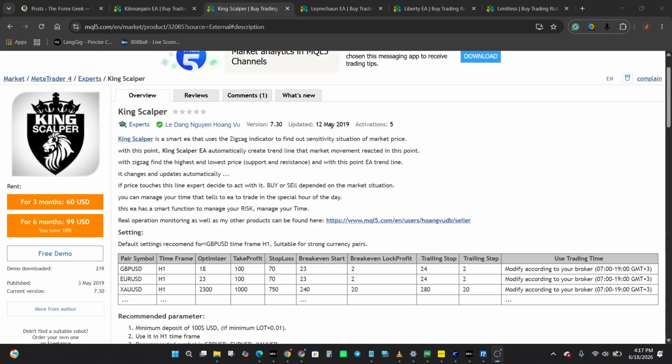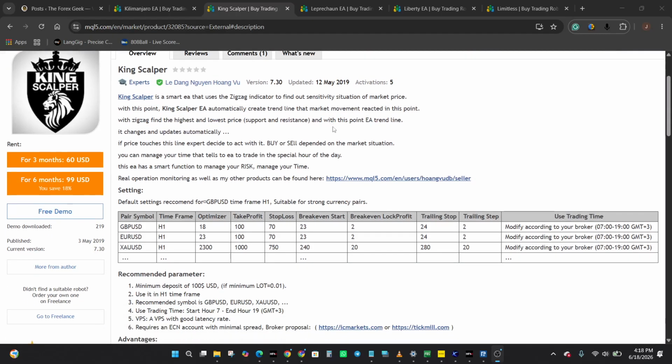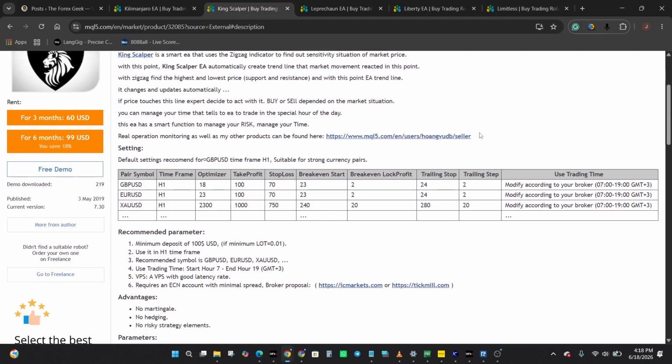Now, as I go through the description, the developer explains that the EA uses the ZigZag indicator to identify sensitive market price areas. Based on the highest and lowest price points detected by the indicator, the EA automatically creates trend lines that update as market structure changes. According to the description, when price reaches these dynamically updated lines, the EA evaluates the market situation and decides whether to buy or sell. Another feature highlighted here is trading time management.